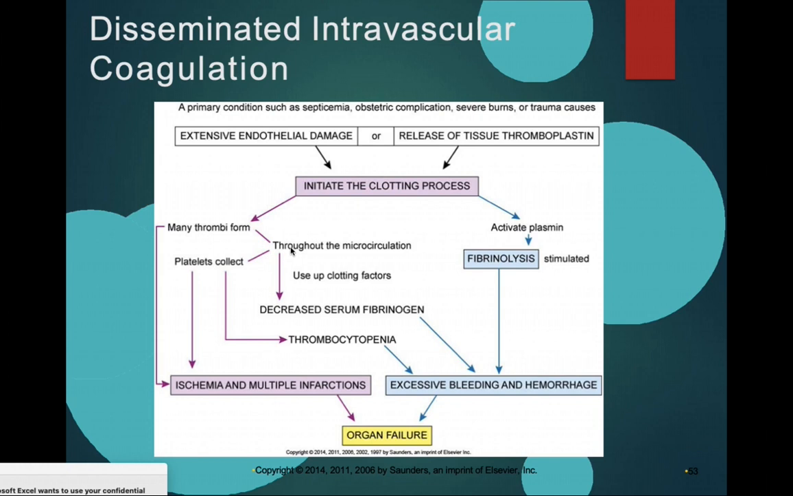You can have many thrombi that form, and now that will decrease serum fibrinogen, right? Because we're running out of it now. You're basically using up the clotting factors. So one of the clotting factors is fibrinogen, which is inactive, that needs to be activated into fibrin, and that creates the clotting. So when the platelets collect in one given area, then you reduce them, so you get thrombocytopenia.